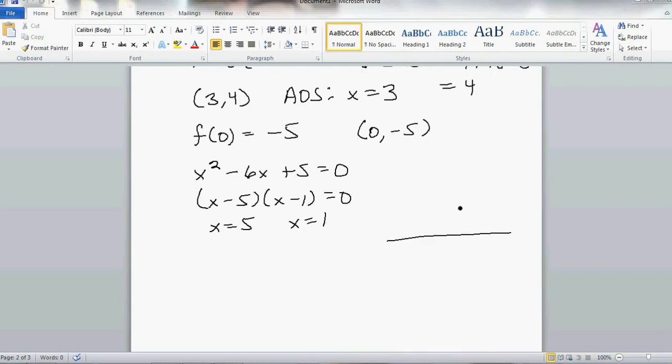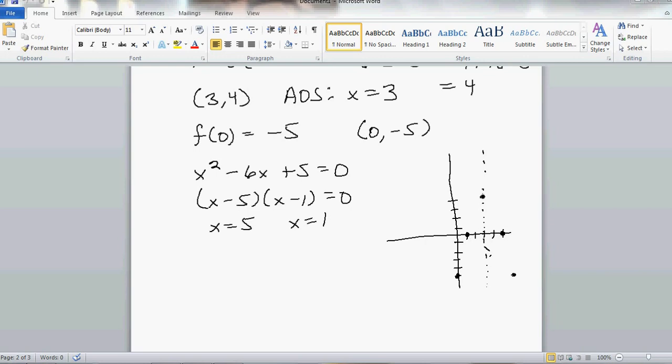Start out. The vertex occurs at (3, 4). The axis of symmetry is x equals 3. I have an intercept at (0, -5). And I know for a fact that that will be reflected over the axis of symmetry, so that really helps there. I have intercepts at (5, 0) and (1, 0). So I've got those points.